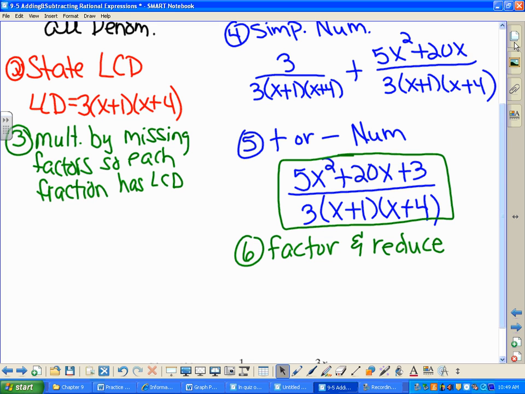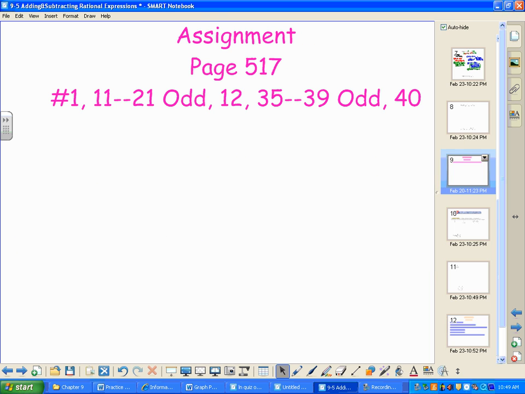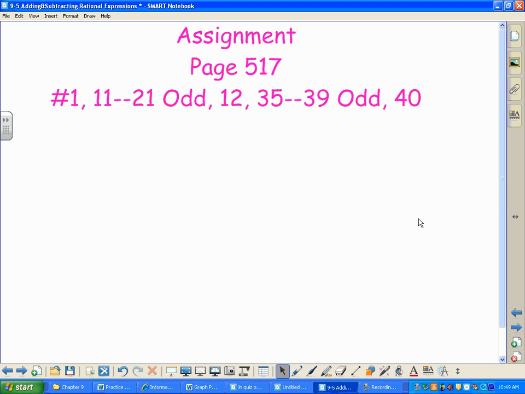All right, let's see here. No, that's not it. Here we go. Here's what I'd like for you to try. On page 517, number 1, then 11 through 21, the odds, and 12, and 35 through 39, the odds, and 40.